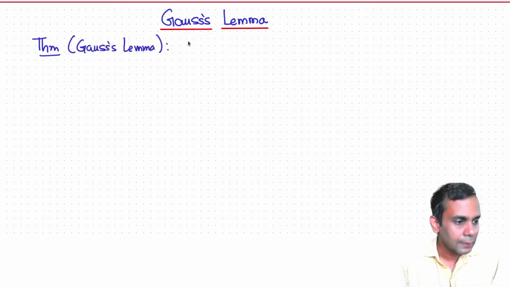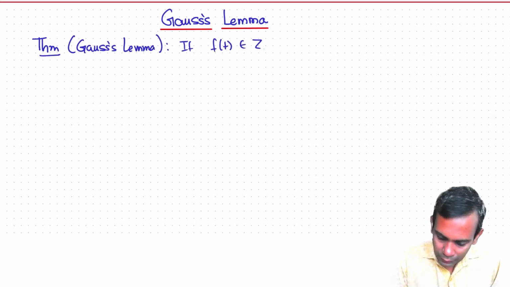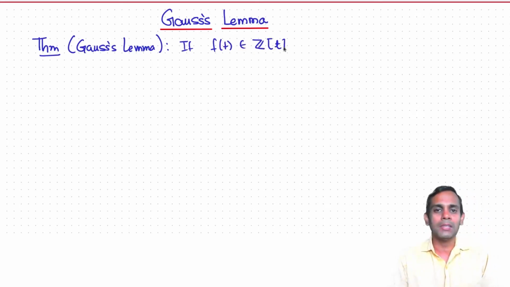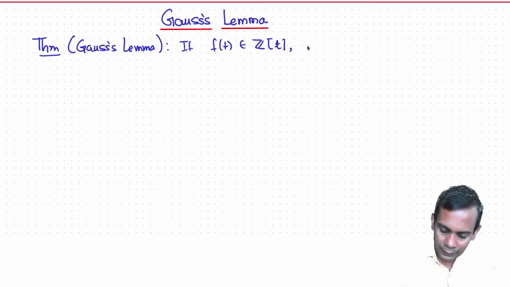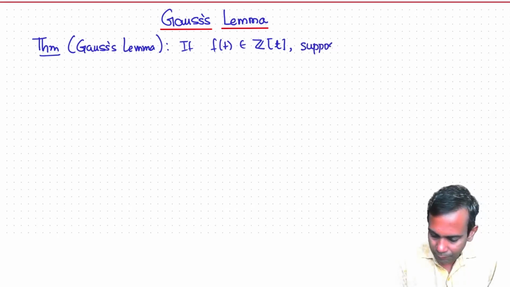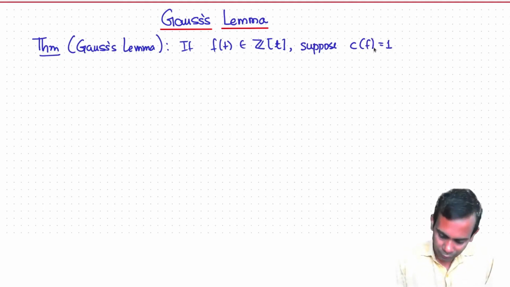It says that if f is a polynomial with coefficients in the integers, so this Z[t] means we're looking at polynomials in the variable t whose coefficients are all integers. And suppose the content of f is 1. So I need to explain to you what the content of f means.